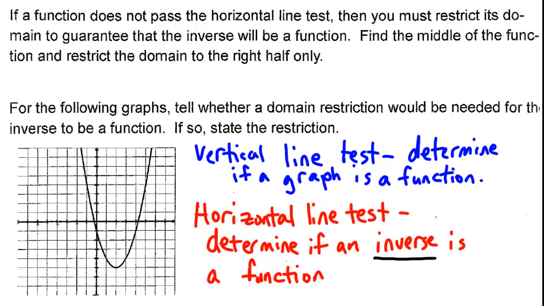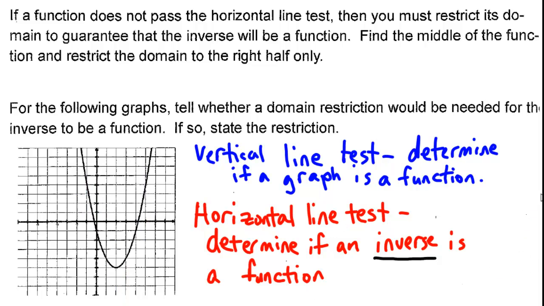Let's first talk about vertical line test and horizontal line test. The vertical line test is used to determine if a graph is a function. So if I look at this parabola and I draw a vertical line anywhere on the graph, this vertical line will only touch it one time. If I draw it here, it still only touches one time. Or here, it's only touching one time. So the parabola is a function because it passes the vertical line test.